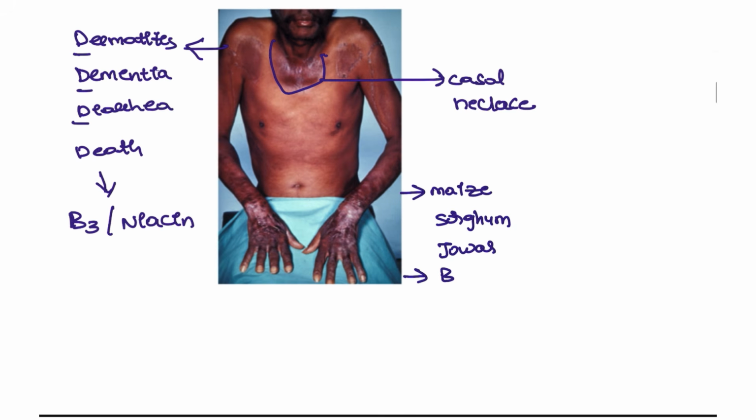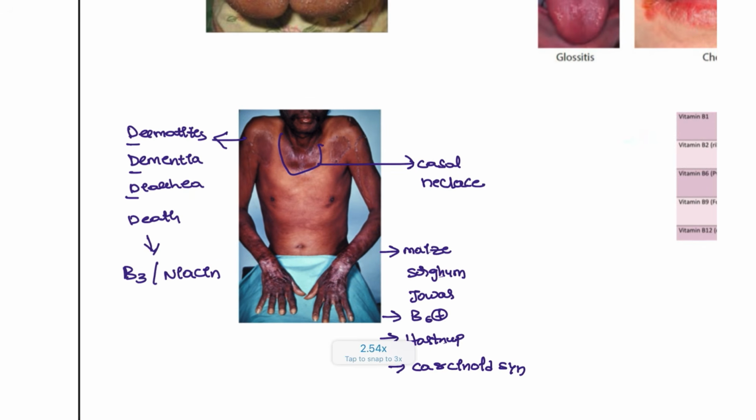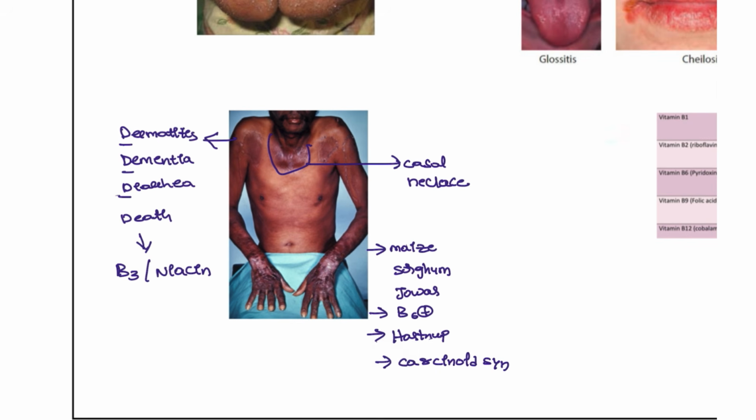Or the patient is associated with B6 deficiency. A genetic condition, Hartnup disease, can be seen in this patient. Or the patient is having carcinoid syndrome. Okay, all these are the causes of niacin deficiency in these patients. That is the important point that you have to remember.